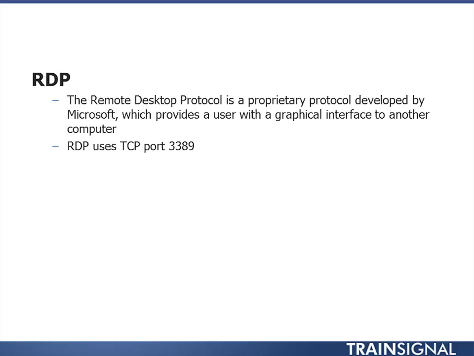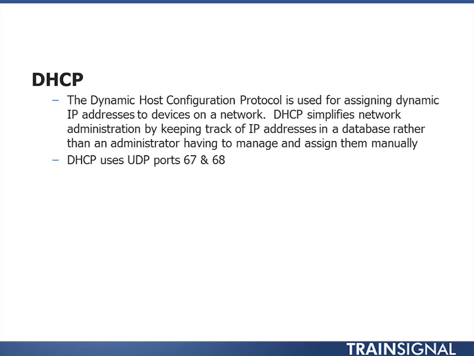We have something here called RDP, which stands for the Remote Desktop Protocol, which is something used by Microsoft, which allows you to basically sit at one computer and remotely look at another computer. It uses TCP port 3389. We have DHCP, which we talked about in a different lesson. It has to do with the dynamic handing out of IP addresses. DHCP servers will communicate using UDP port 67 and 68.